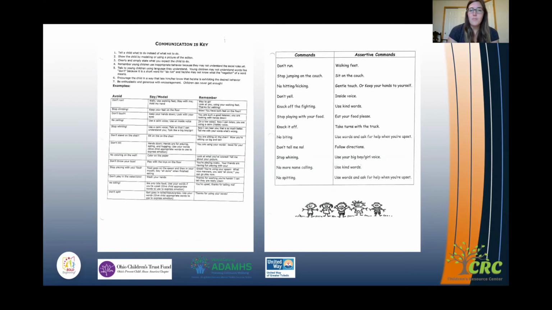So we did kind of talk about, instead of don't run, we want to use walking feet or please walk. Instead of stop jumping on the couch, we can say, sit on your bottom on the couch, keep your feet on the floor. Instead of no hitting or no kicking, we can use gentle touches, or maybe we need to keep our hands to ourselves. You can keep your hands in your pockets, you can put your hands at your sides, maybe put your hands in your lap. Instead of don't yell, we can use an inside voice. Maybe we need to use a quiet voice when we're inside.